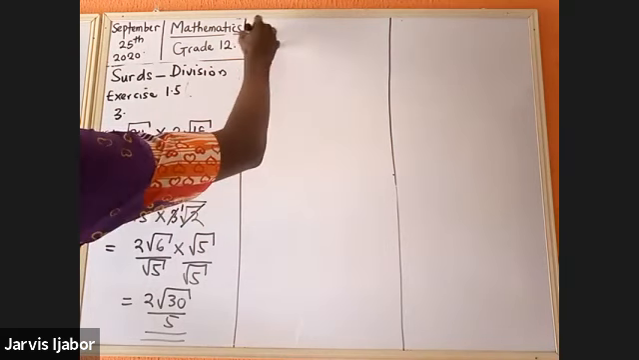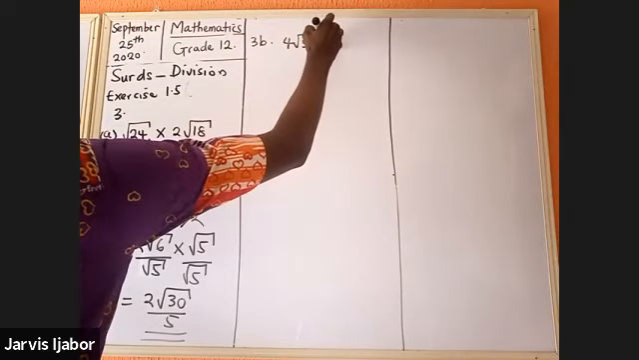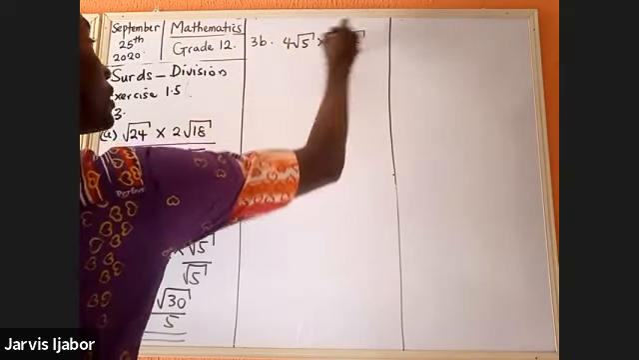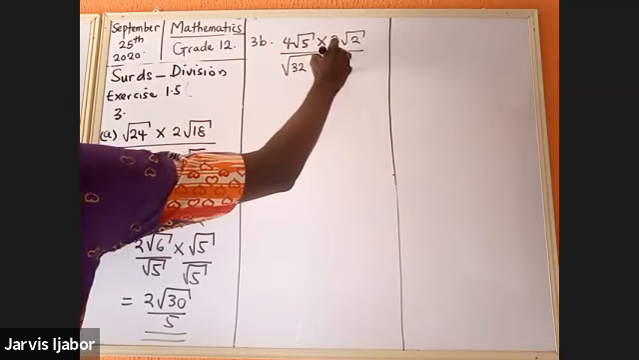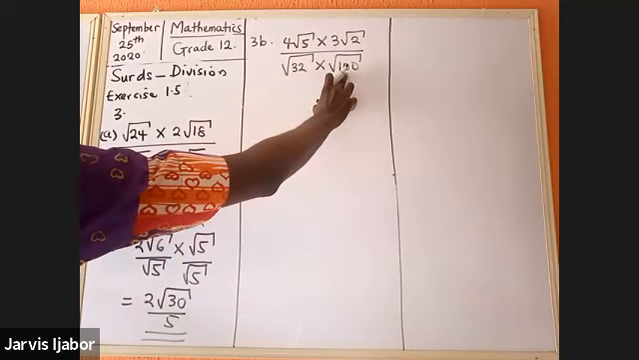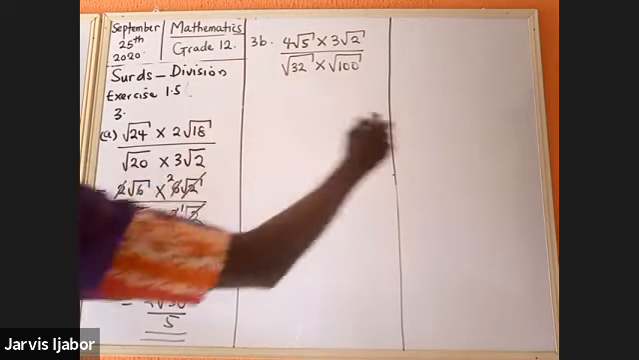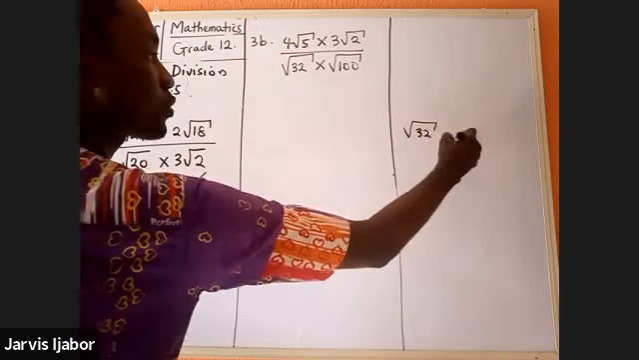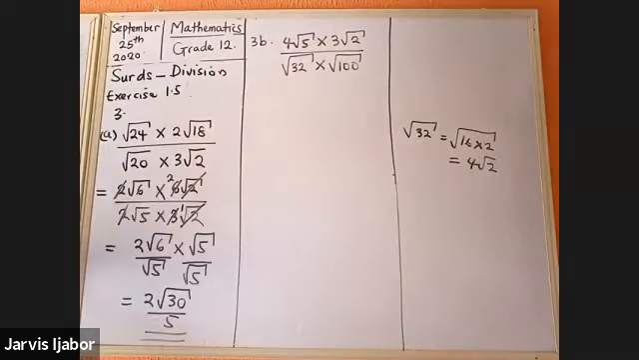In question 3B, we are told 4 root 5 times 3 root 2, all over root 32 times root 100. Now, how do we handle this one? If you look at this one, you can find the square root of 100 right away. That's it. So the real issue you have is this one. What is root 32? It is the square root of 16 times 2, which will give me 4 root 2. Have you seen that?